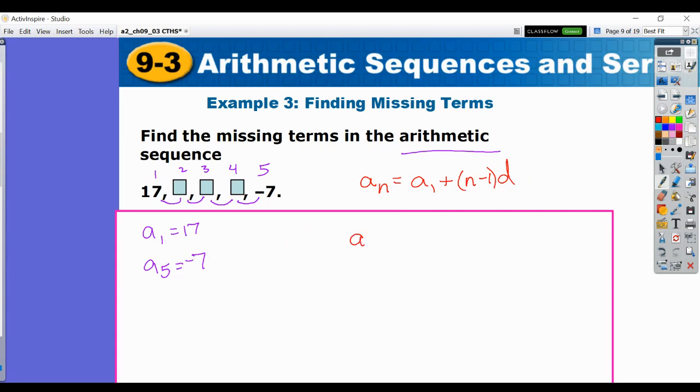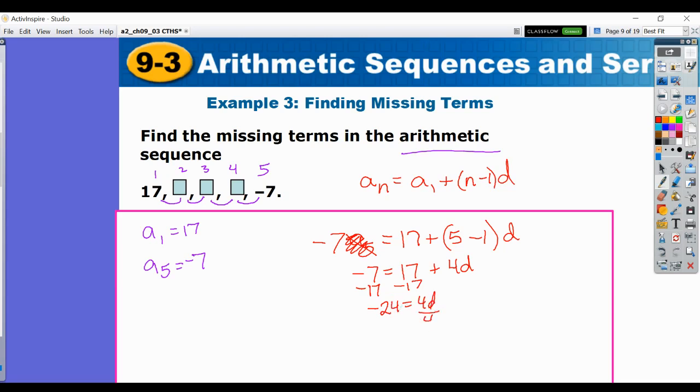So for the fifth term, I would need the first term plus n minus 1. Well, my n is 5 if I know my fifth term. My fifth term is negative 7, so I'm just going to put a negative 7 here instead of my fifth term. And then the only unknown in this equation is d. So I can solve this problem. I have negative 7 equals 17 plus 4d. So just do some algebra here and solve. Negative 7 minus 17 is negative 24. So then I divide and I get negative 6.